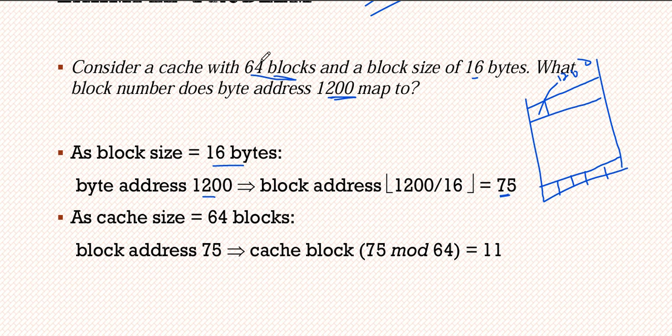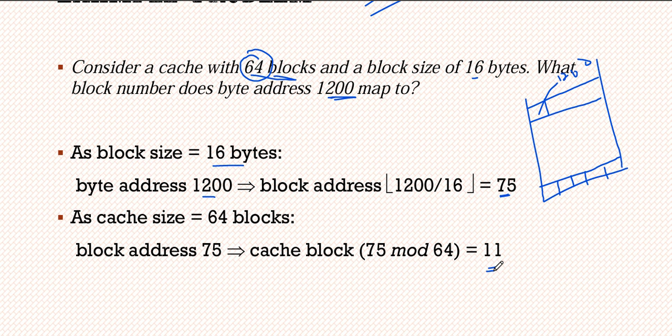But see, 75 is bigger than the number of blocks, right? So what it means is that 75 will not be in the cache, so it will compete with someone else, right? But to find the actual number, you just use the modulo. That's 75 modulo 64. That will give you 11. You get it? So 11 is the block number.